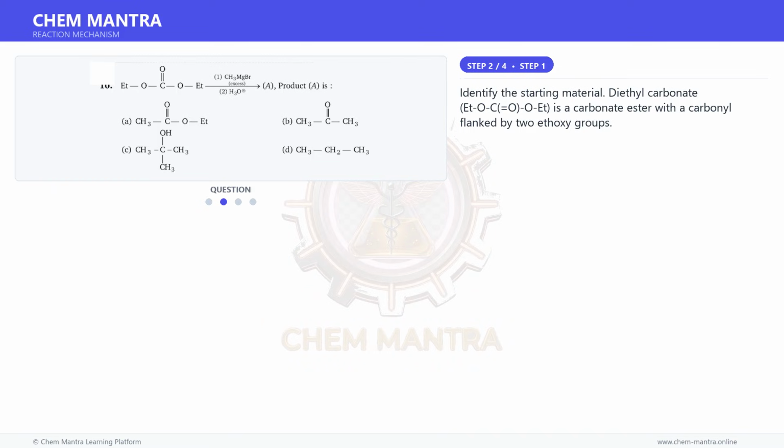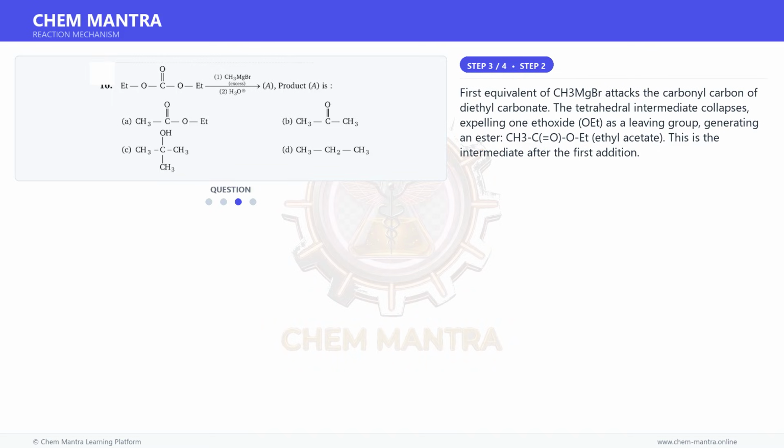Moving on to the next step. Identify the starting material. Diethyl carbonate, EtO-C(=O)-OEt, is a carbonate ester with a carbonyl flanked by two ethoxy groups.